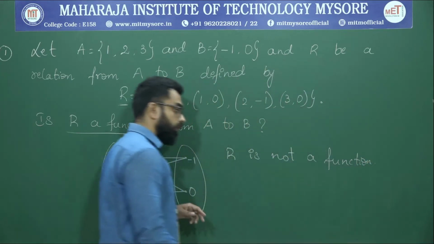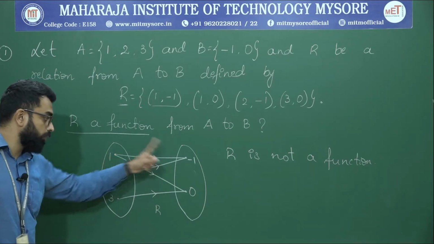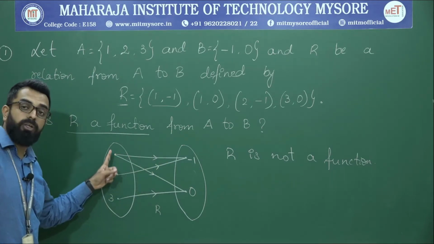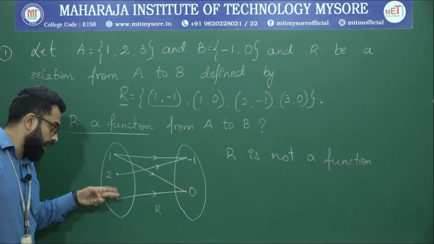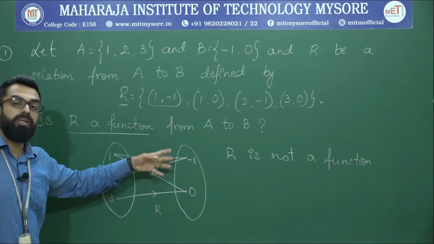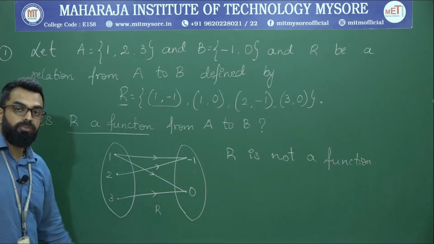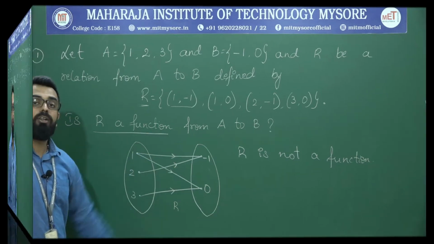Why? To conclude that, you can say that 1 is mapped to -1, and again the same element 1 is mapped to 0. So the element 1 of set A is mapped to two different elements of set B, which cannot be accepted under the definition of functions. So R can be a relation, but it is not a function.